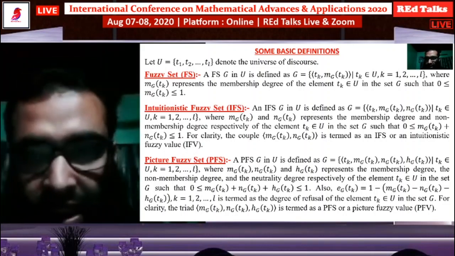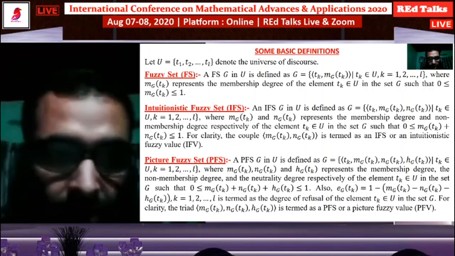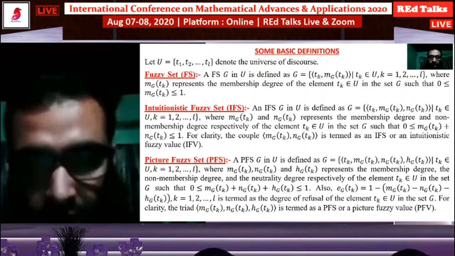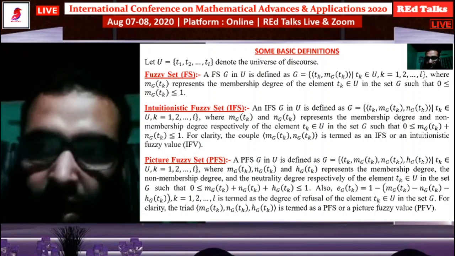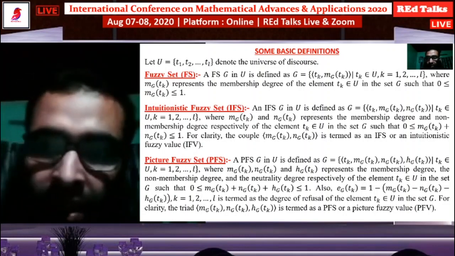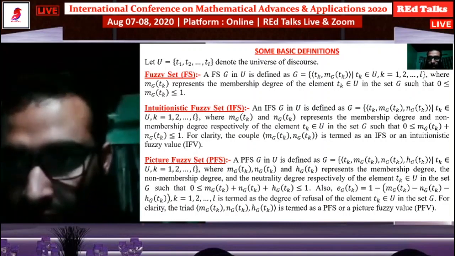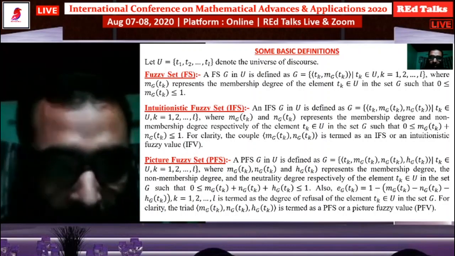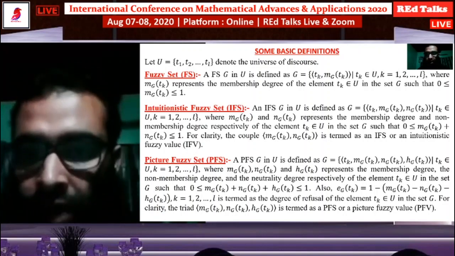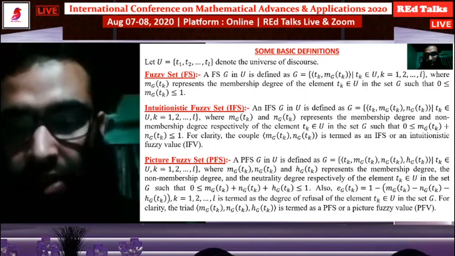But in a fuzzy set, the non-membership degree is usually taken as one minus the membership degree, but that is not always true. So Atanassov realized this fact and introduced a generalization of a fuzzy set, the intuitionistic fuzzy set, by incorporating the degree of non-membership, but with the condition that the sum of these grades should lie between 0 and 1. Although intuitionistic fuzzy sets have found a lot of applications in our day-to-day life, they lack an important concept, that is the degree of neutrality.